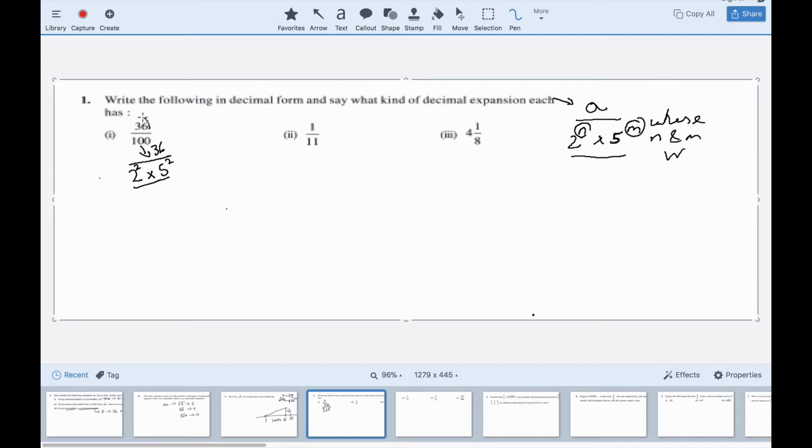How? Let us see. I can simply jump the decimal 2 places and I get 0.36. Now this is not of the form 2 raised to power n into 5 raised to power m. So as it is a rational number, it must be recurring and non-terminating.